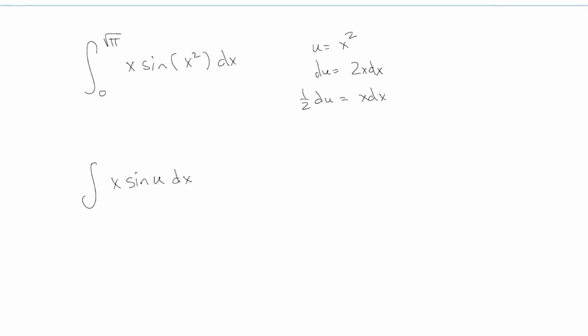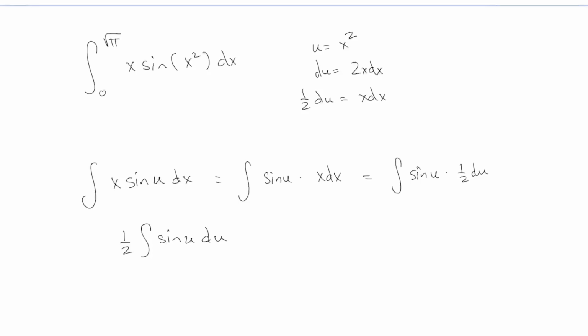And now I have to think about how to handle the extra x left over and the dx. It becomes clear if you write them together. I'm just going to rearrange the ordering here: sine of u times x dx. And now I see x dx up here is 1/2 du. So this is the integral of sine of u times 1/2 du. Pull the 1/2 out to the front. I'm doing this quickly because pretty much everybody did this great already. 1/2 sine of u times du.